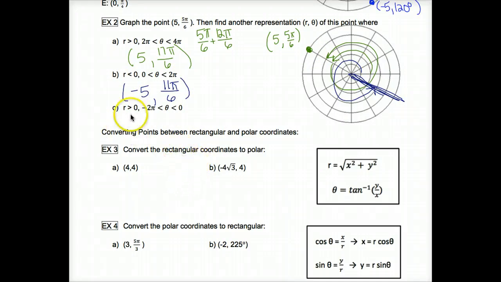All right, last one. The radius needs to be positive, but this time we want our angle to be negative. So that means I want to land in the same spot as the original did. I'm going to land there, but I'm going to get there in a negative direction. So I'm going to get here through this rotation, between 0 and negative 2 pi. So in this case, that would be negative 7 pi over 6 for my angle. And then my radius, since I'm landing in the same spot, would be 5.